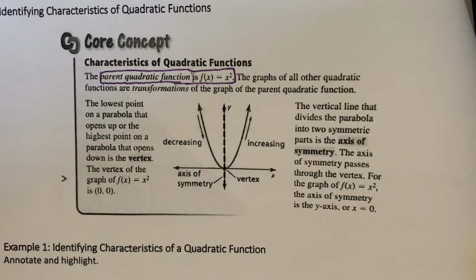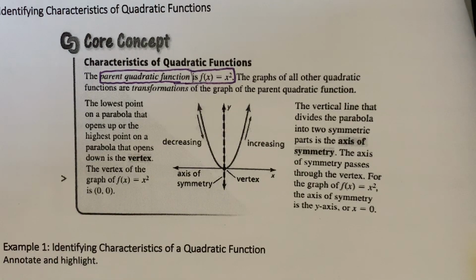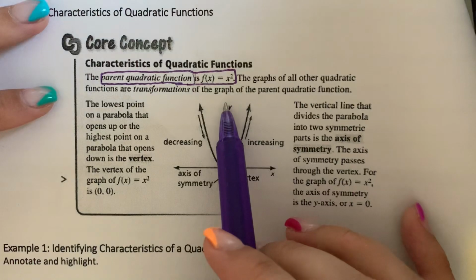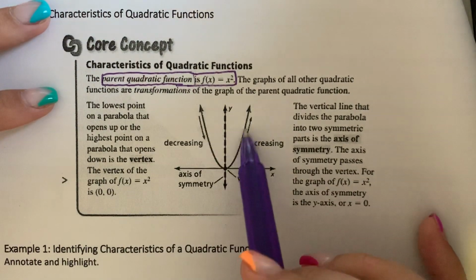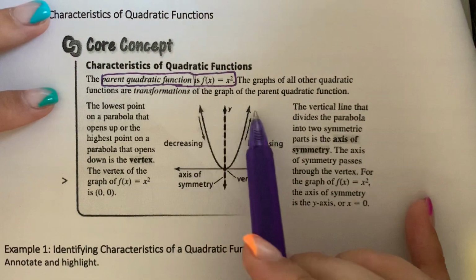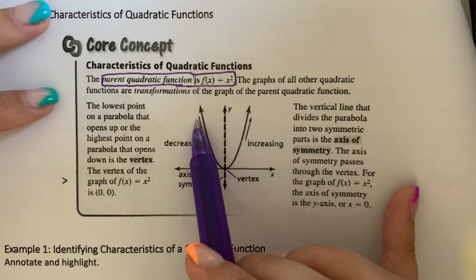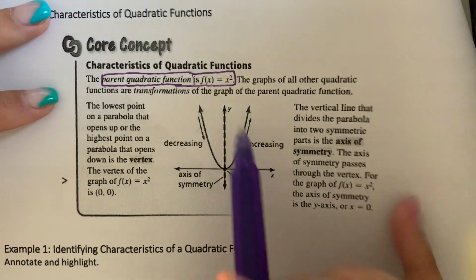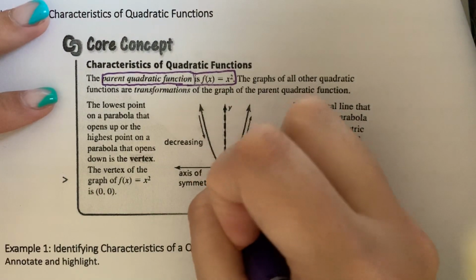And then everything else is just a transformation of that parent function. We talked about this before with exponential functions and linear functions. So, as we see here, here's our parabola, x-axis, y-axis. Because this is the parent function, its axis of symmetry is just the y-axis, so that would be the line x equals 0.